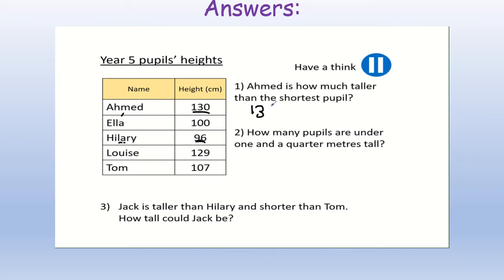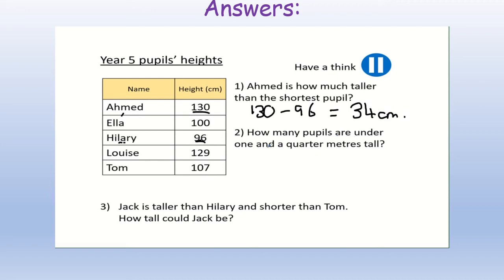So if we are finding the difference, we can do Ahmed's height, take away Hilary's height, which is showing us the difference, how much taller. So your answer should be 34 centimetres.